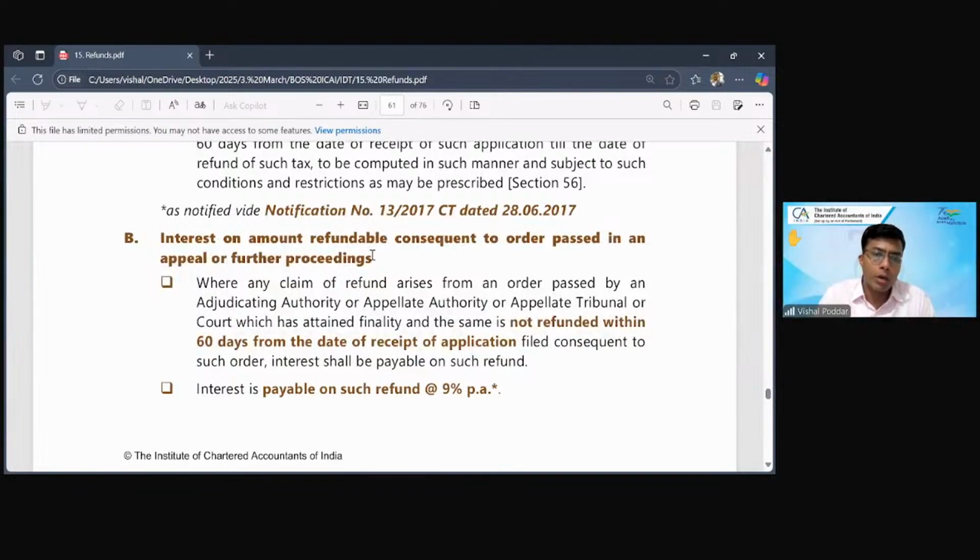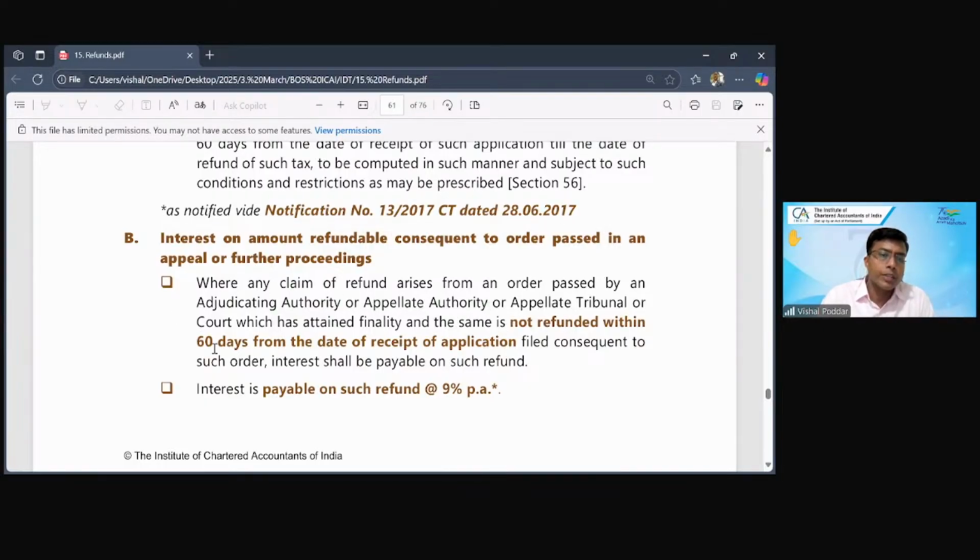Now, interest on amount refundable consequent to an order passed in an appeal. So let us say this matter was a part of appeal and the appellate authority allowed you the appeal saying that yes, you can take the refund. Now, in such cases, that is where the refund arises because of the order of the adjudicating authority, appellate authority, etc.